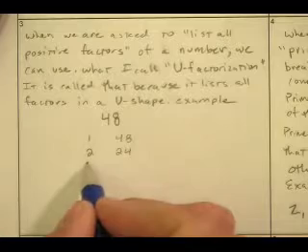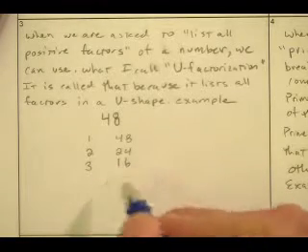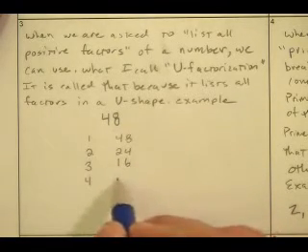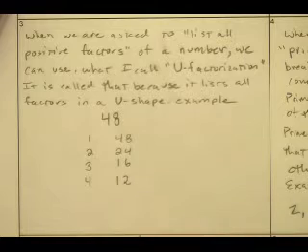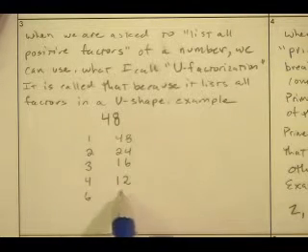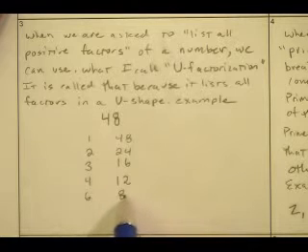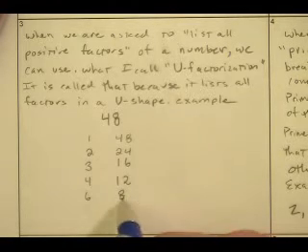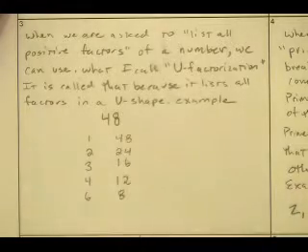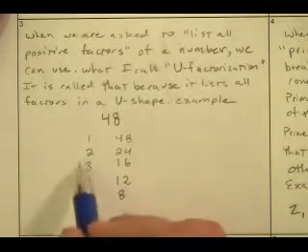Does 3 go into it? Yes, 3 goes into it 16 times. Does 4 go in? Oh, yes, 4 goes into it 12 times. 5? No. 6? Yes, 6 goes in 8 times. Is it 7? No. 8. And what if I get to 8? Notice I'm over here. The next factors I'd find would be 12, 16, 24. So I found all the factors. That's my little U right there.